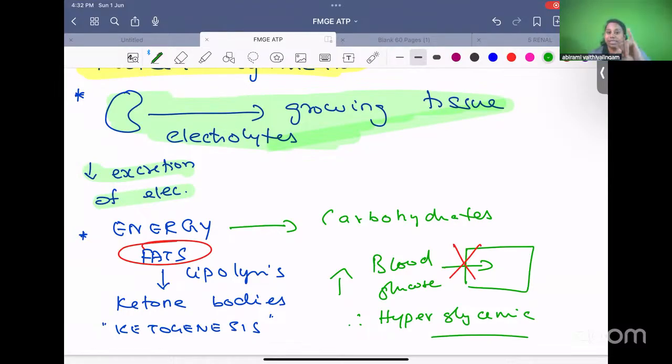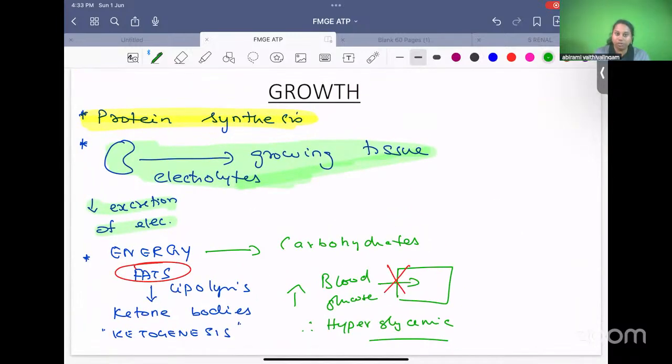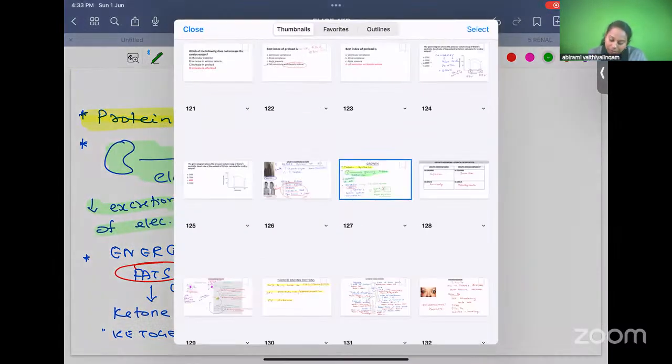Growth hormone is ketogenic because it is breaking down fats, releasing ketone bodies. Growth hormone is hyperglycemic because it is not utilizing blood glucose, raising the blood glucose levels. So these are all the actions of growth hormone. So we have done the actions of growth hormone.